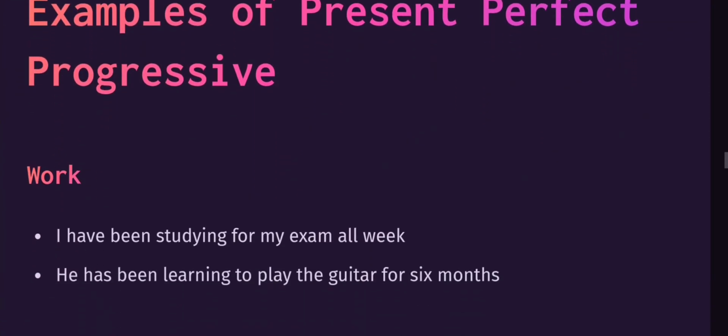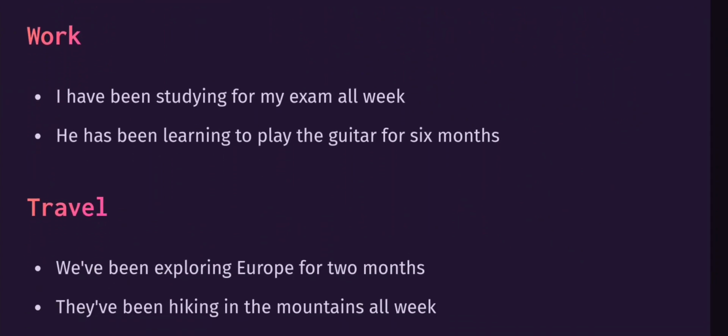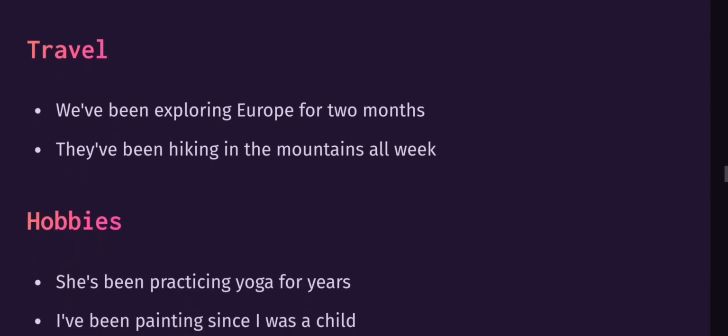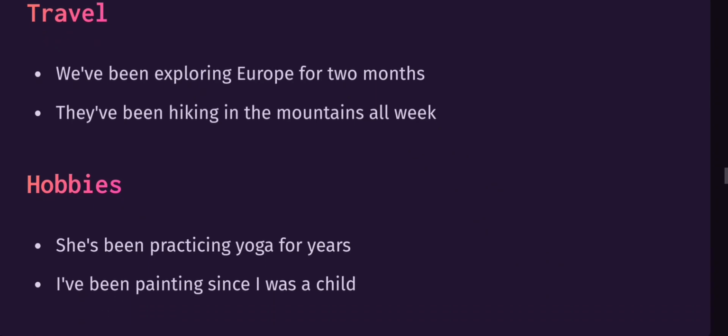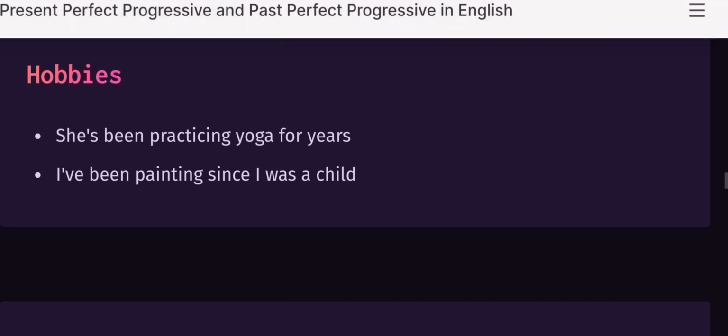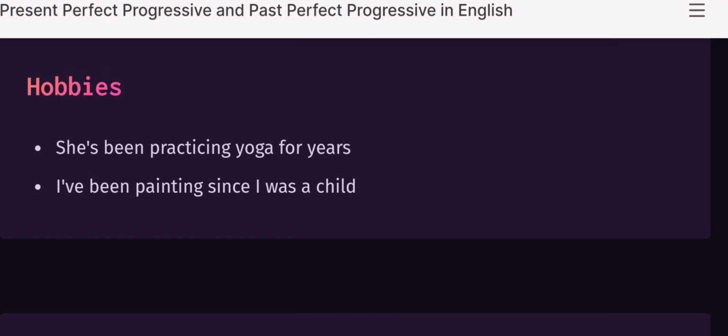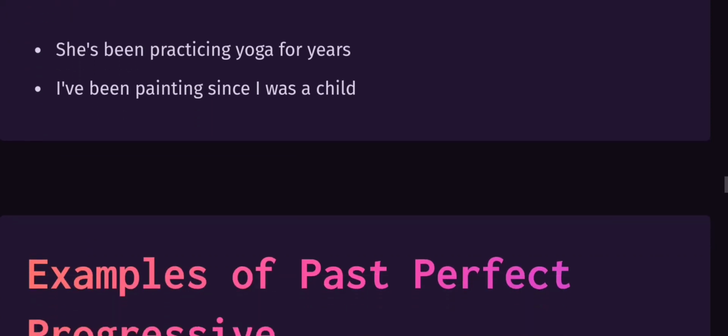Examples of present perfect progressive. Work. I have been studying for my exam all week. He has been learning to play the guitar for 6 months. Travel. We've been exploring Europe for 2 months. They've been hiking in the mountains all week. Hobbies. She's been practicing yoga for years. I've been painting since I was a child.